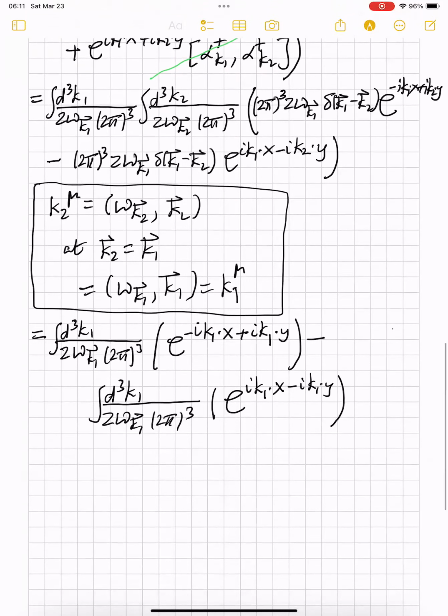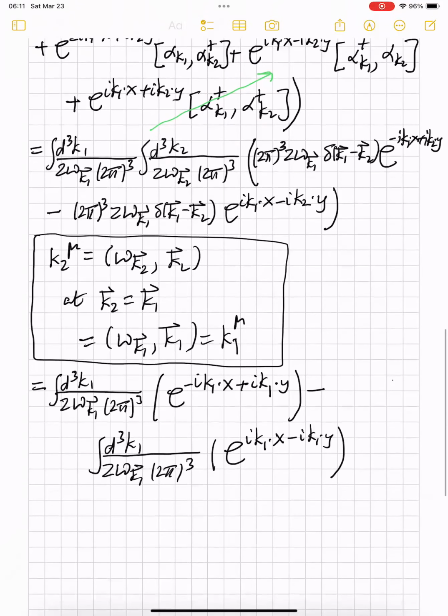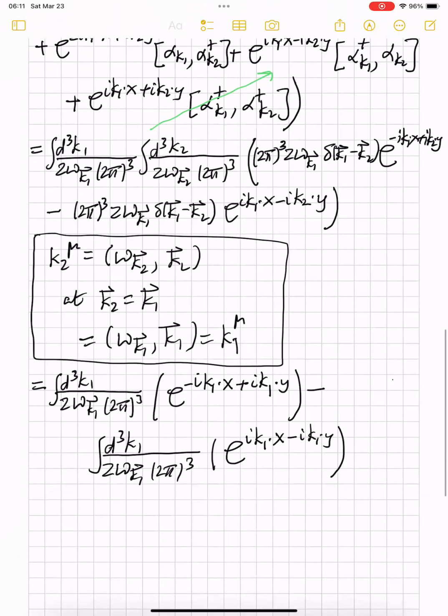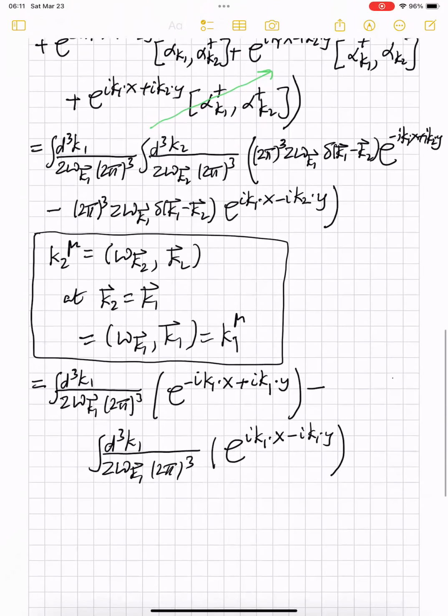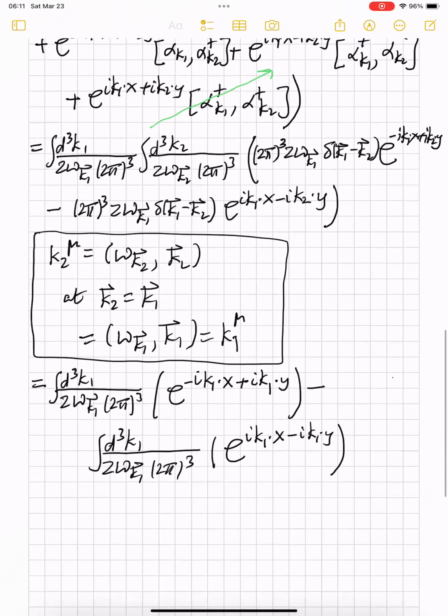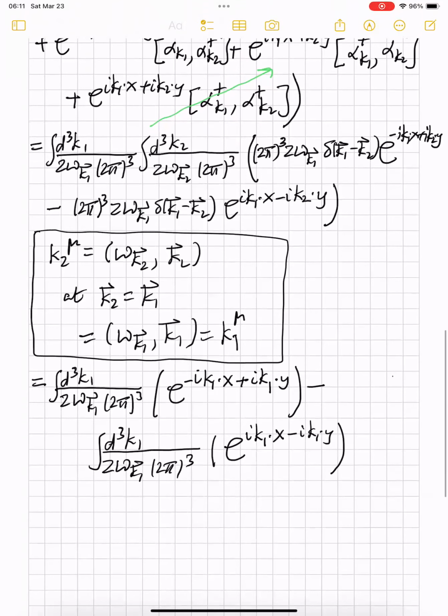Now, the first thing I want you to notice: can you see that the coefficient of the delta function is always cancelling against the measure factor for the integral over momentum? That's how we've chosen our 2 pi's nicely. All of the 2 pi cubes will cancel when you integrate over delta functions, so that's nice. And the energy factors will also cancel.